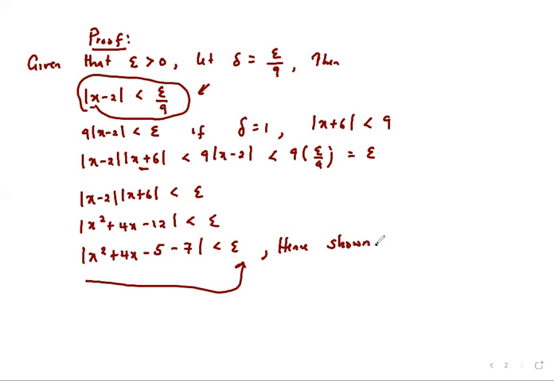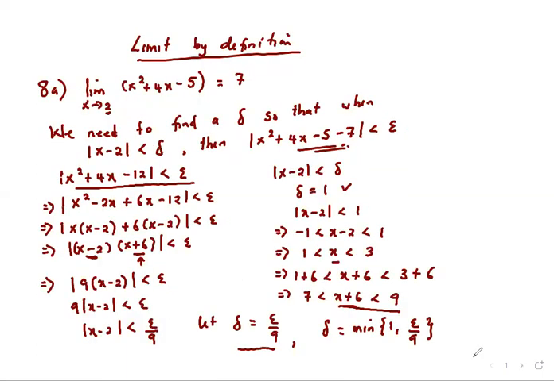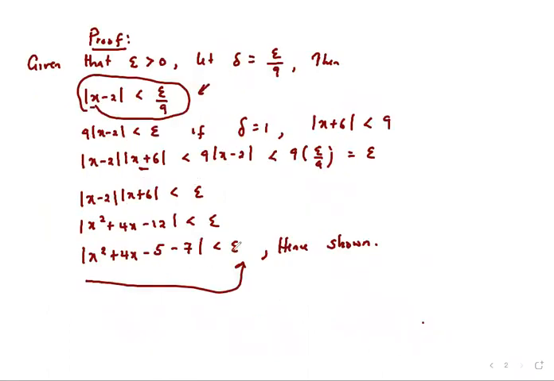So this is what is expected of you when you're asked to show that this is the limit. You do it in 2 parts. The first part is to find delta. You first find delta. After you find delta, in the second part, you now use your delta to show that the limit is indeed 7. So this is what it means.